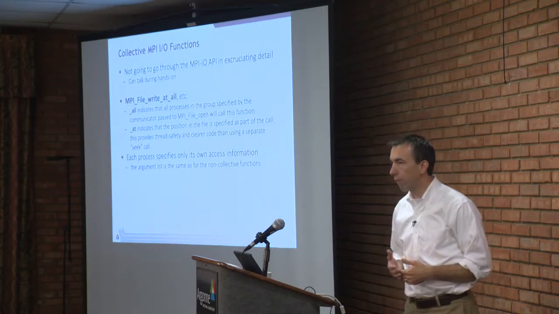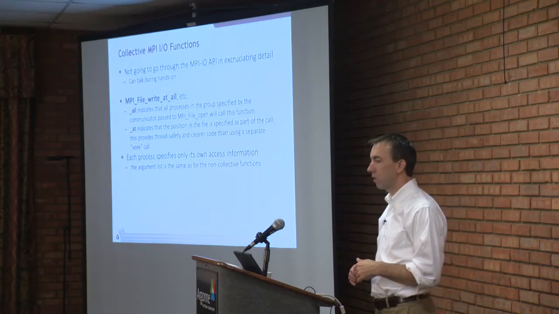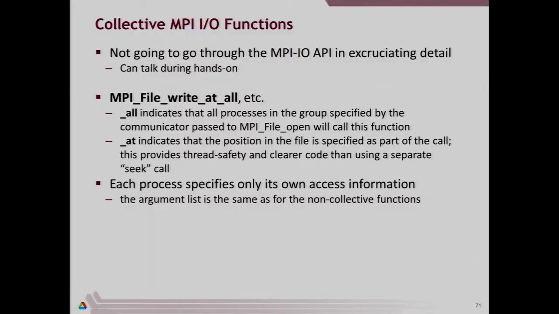In particular, the flavor of collective I/O functions we're going to use look like this: MPI_File_write_at_all. The File part means that we're into an I/O routine. Write, we're writing to a file. The at means that we're going to tell it an offset into the file as part of the call. Okay. There's another set of functions that let you use a seek function. If you're used to POSIX fseek and all that sort of stuff, you can separate the seek from the write.